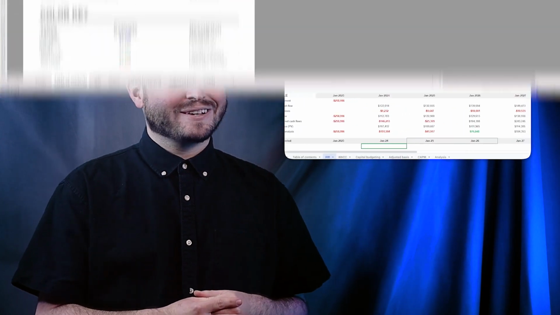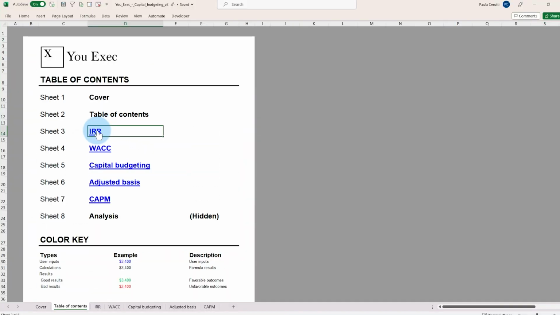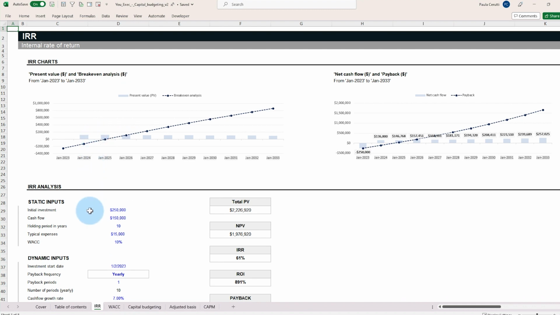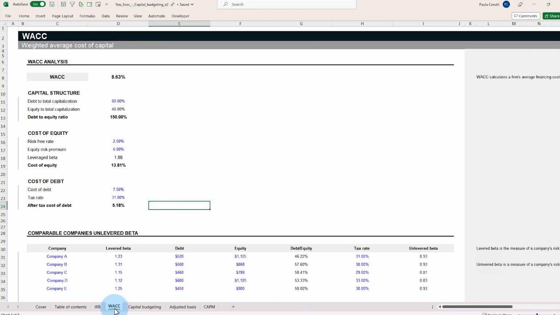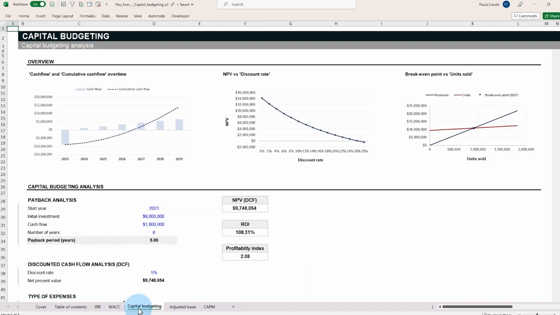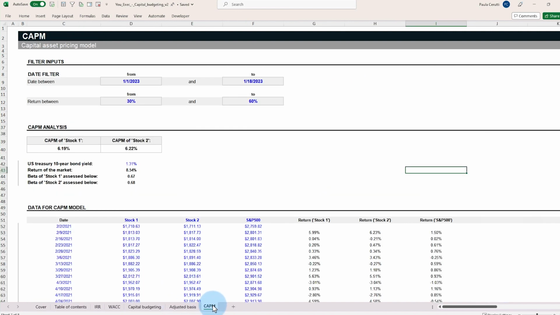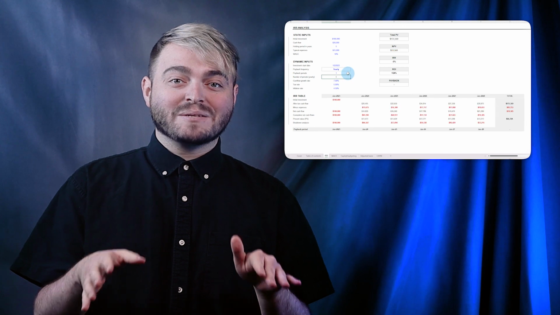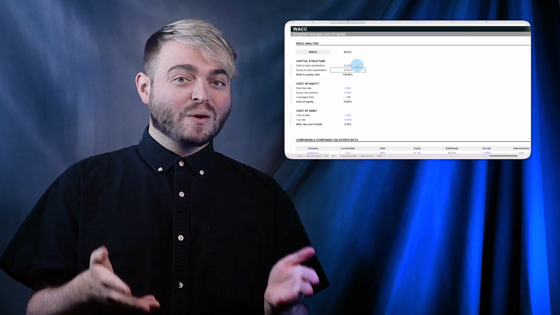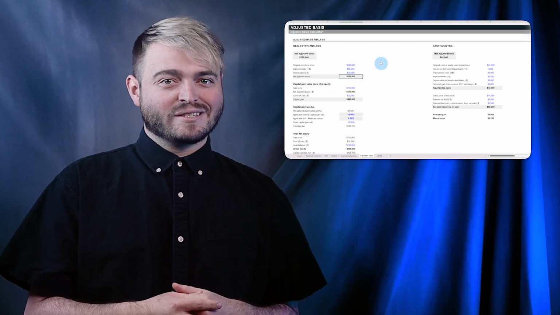options for your company. This template includes an internal rate of return, or IRR calculation, a weighted average cost of capital, or WACC analysis, a capital budgeting evaluation, an adjusted basis calculation used primarily for real estate and assets investments, and a CAPM analysis to analyze stock returns. This template will help you evaluate the best project to invest in, given your risk and reward tolerance.